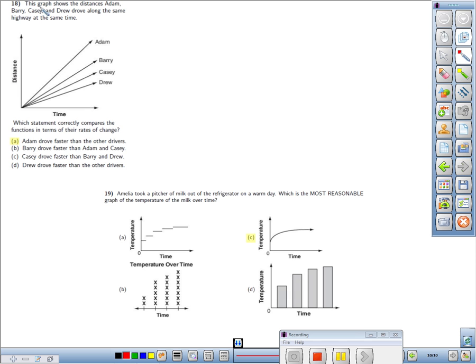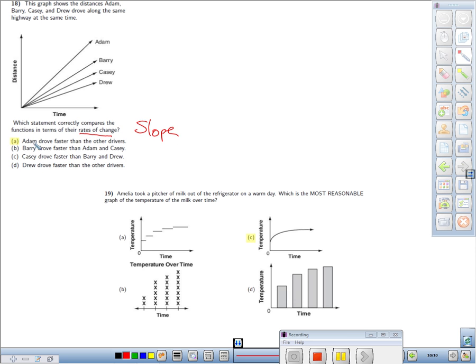So number 18, this graph shows the distances Adam, Barry, Casey, and Drew drove along the same highway at the same time. So again, we've got a graph for Adam, for Barry, for Casey, and for Drew. Which statement correctly compares the functions in terms of their rates of change? Now remember, rate of change is another word for slope.